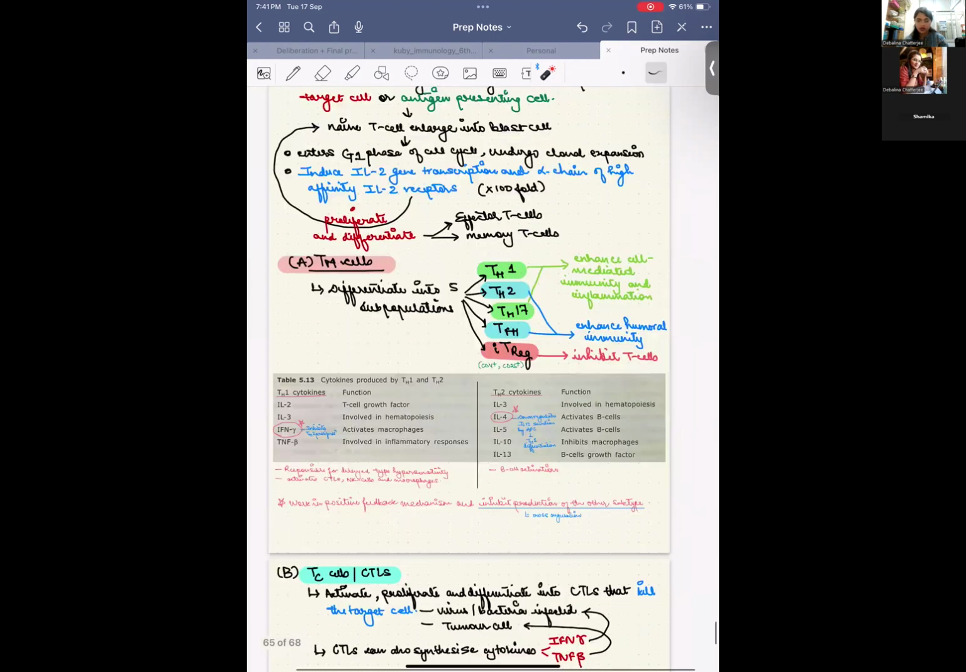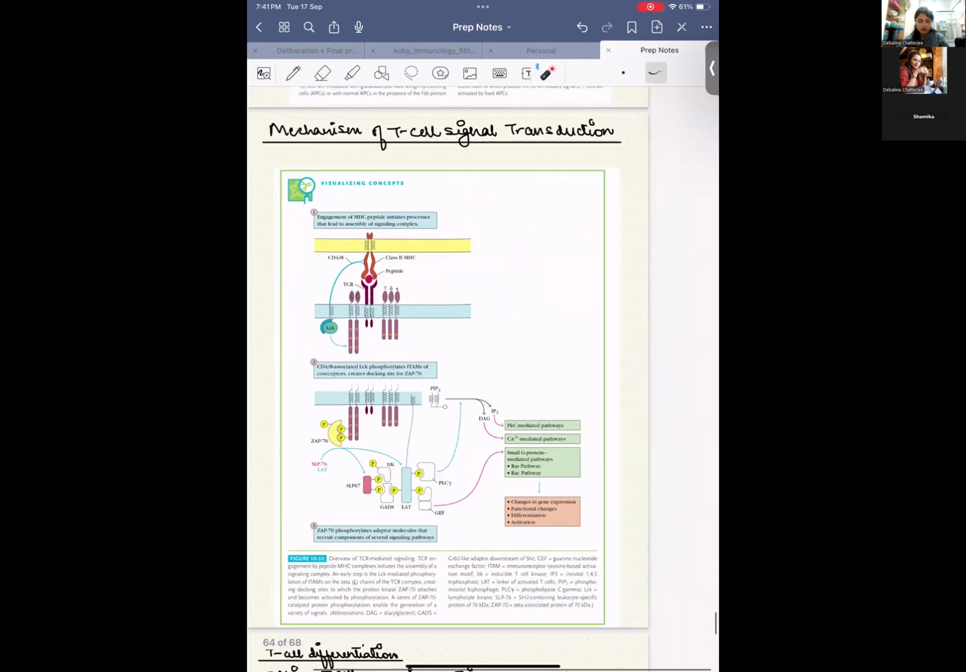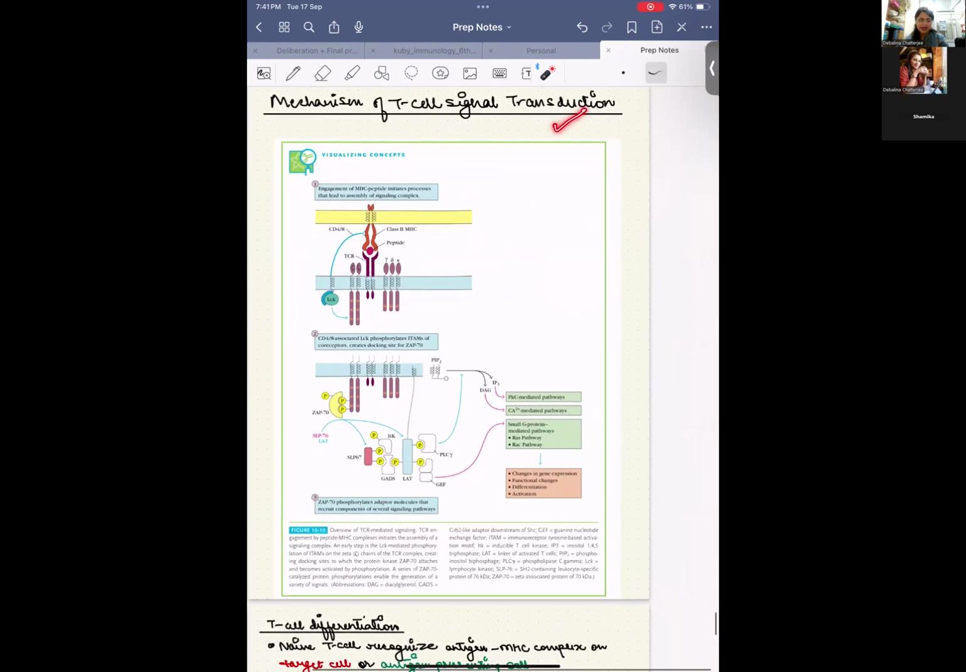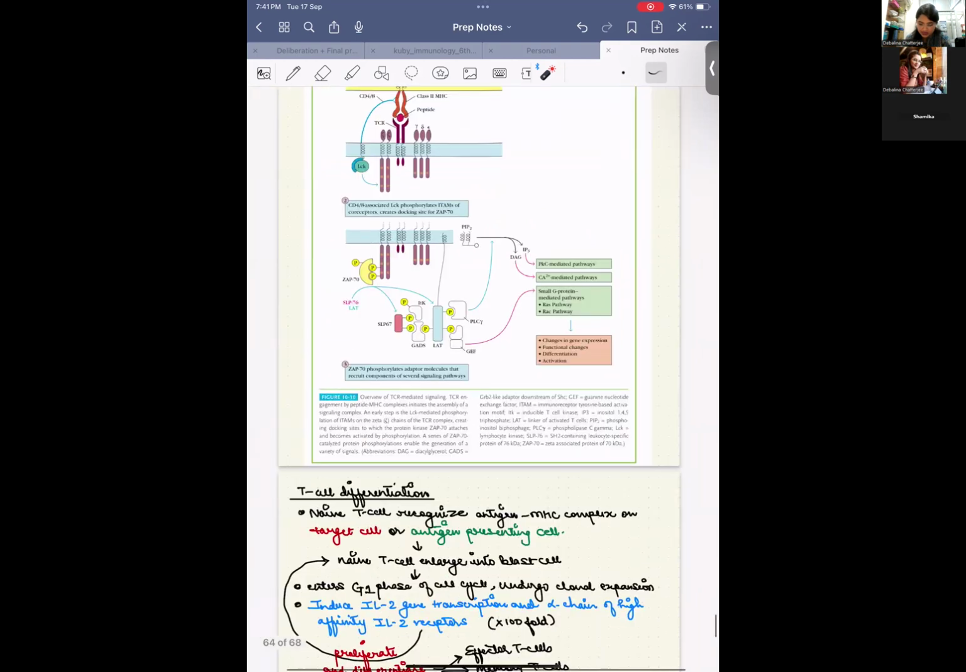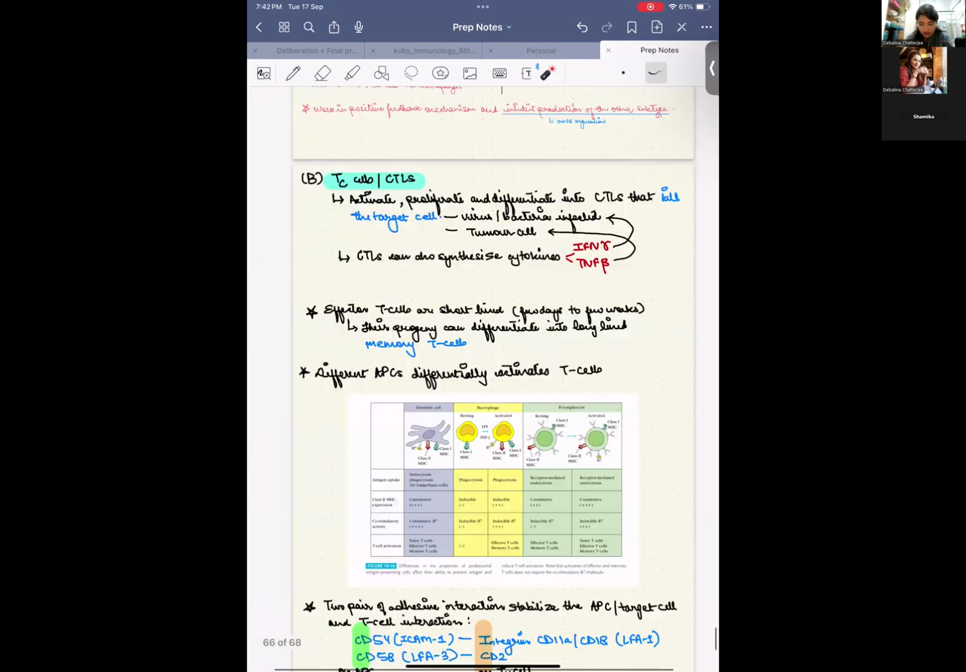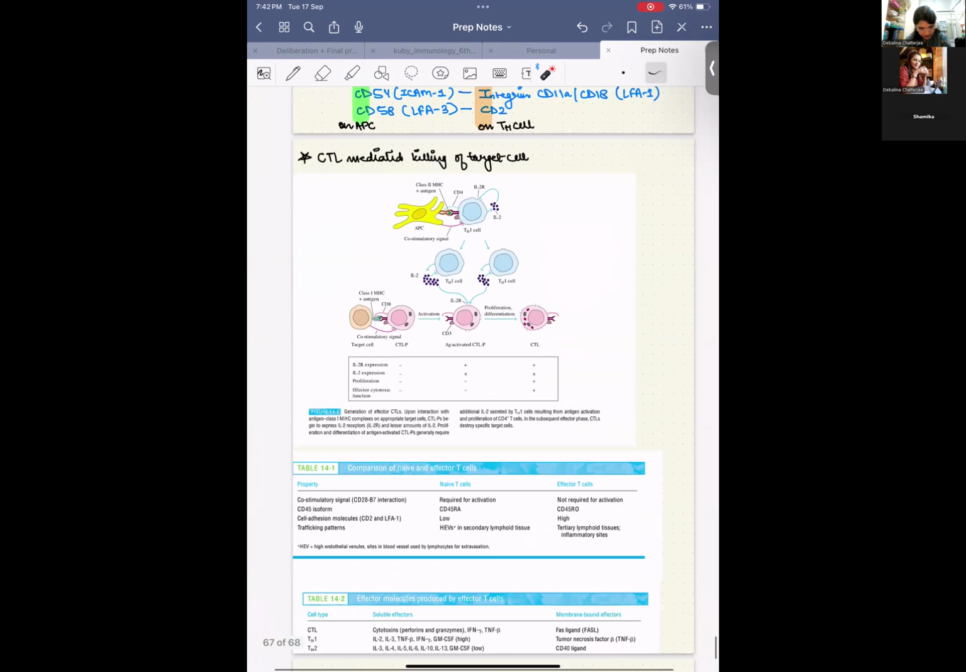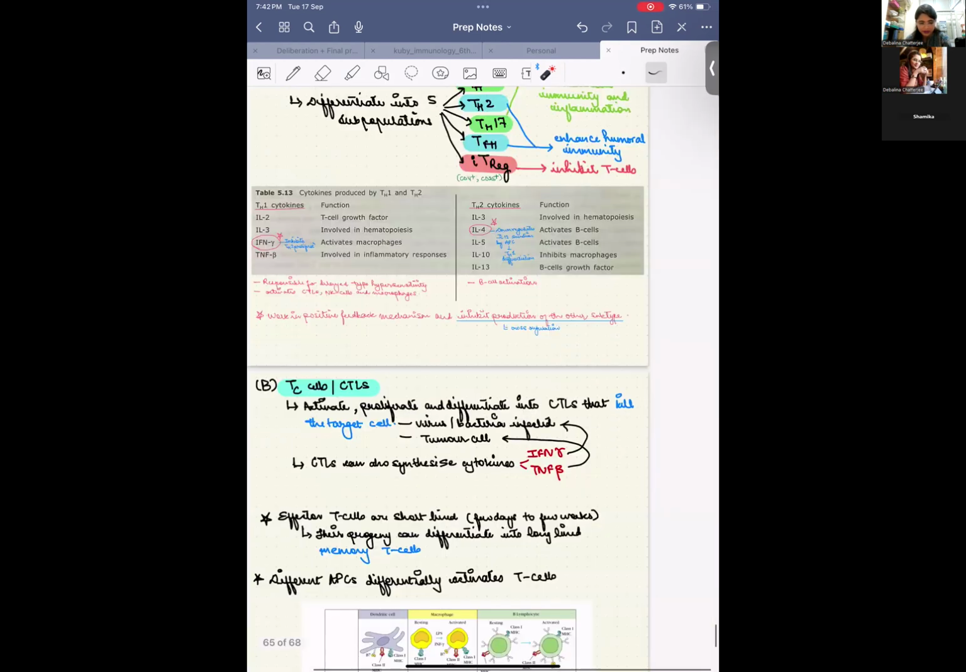Yes, ma'am. Okay. So we will come to the mechanism of T cell transduction, the details of it, in a while. I just kept it here, but it's just a diagrammatic go-through. Let's just understand something that requires more attention, and then we will come back to this, right?